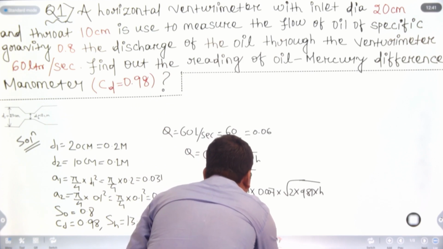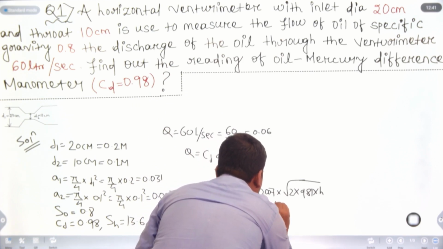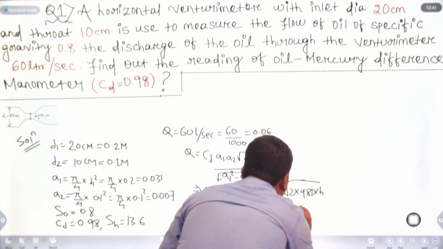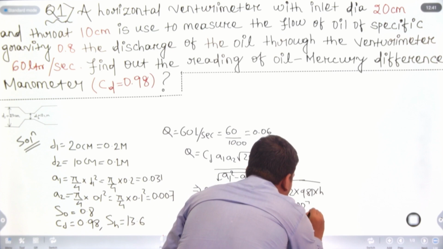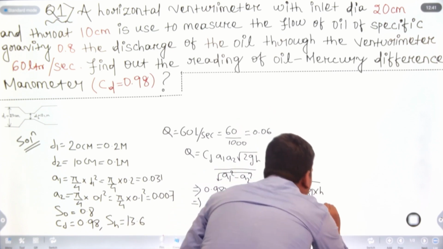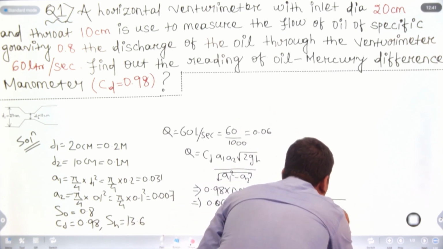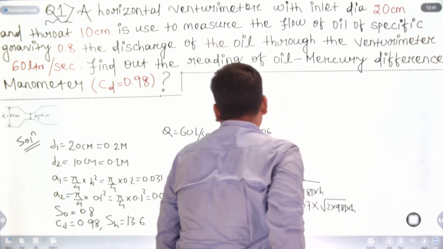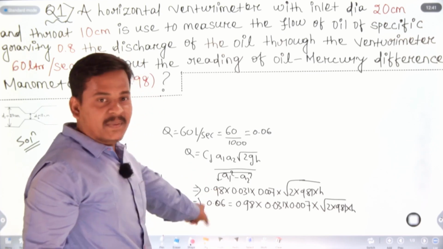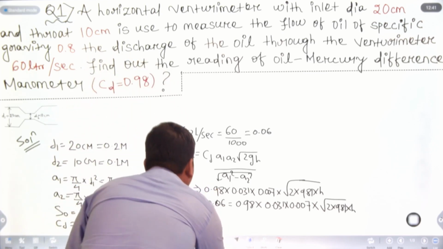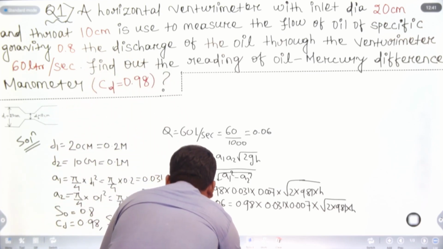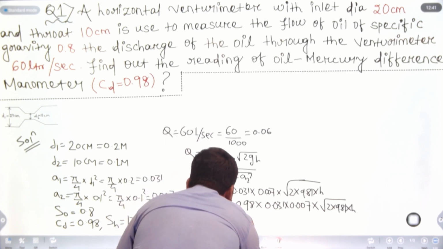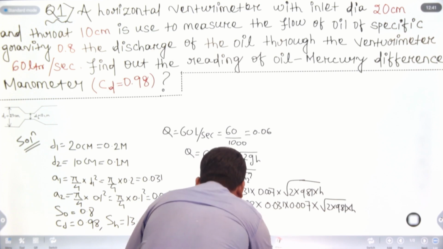0.98 into 0.031 into 0.007 into root over 2 into 9.81 into h. By calculating it in a scientific calculator, we find the value of h is equal to 2.89 meter.